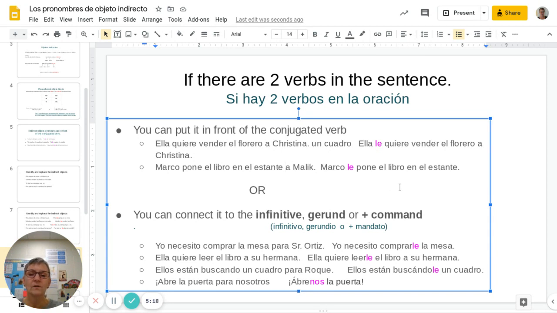Or you could connect it to the end. Yo necesito comprar la mesa para Señor Ortiz. We're going to replace Señor Ortiz with le. Yo necesito comprarle la mesa. They stuck it on the end. Su hermana became le. Again, it's stuck to the end of the infinitive. You can't put it between these two verbs. You can either put it in the front or at the end.